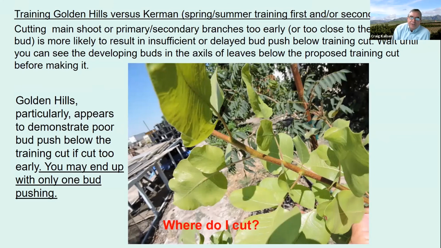There's another issue with training, and this is particularly bad in years with low chill, when even the vegetative buds don't really get the word that winter's over and they can push. So generally we get poor bud push below the training cut. And if things are really bad, you may end up with only one bud pushing, which means you've basically done nothing by trying to cut the limb so you get additional branches.